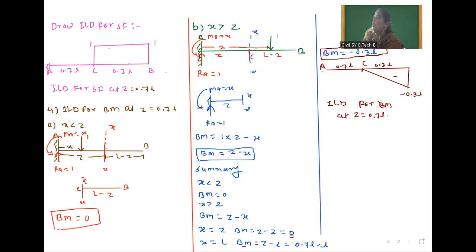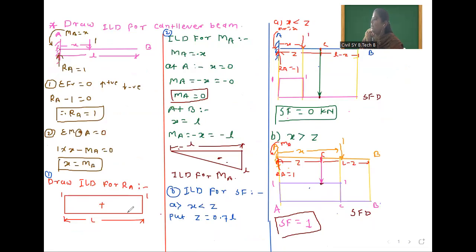That means only you have to remember this figure, then this figure, and MA figure and RA figure. And from this, we have to solve numericals. So please write down fast. I will give 5 minutes for writing. Write down fast.